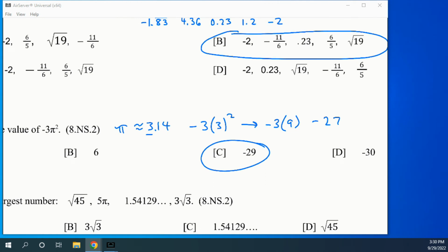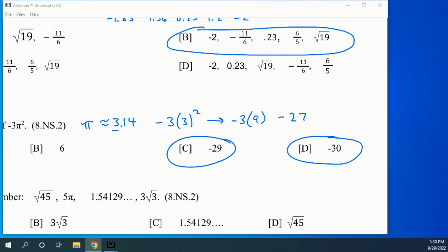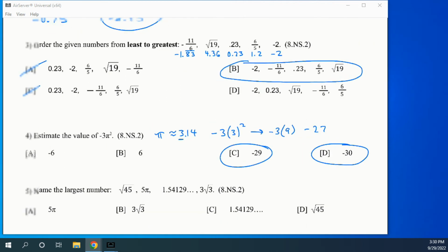The negative 3 pi, if I can find pi, there it is. Okay, negative 3 pi squared. I actually get negative 29.6, which would indicate that this is correct. So if there's a question like this on your test, I would take either. Because if you do them a different way, if you estimate, you're going to get one answer. If you plug it into a calculator, you'll get the other answer.